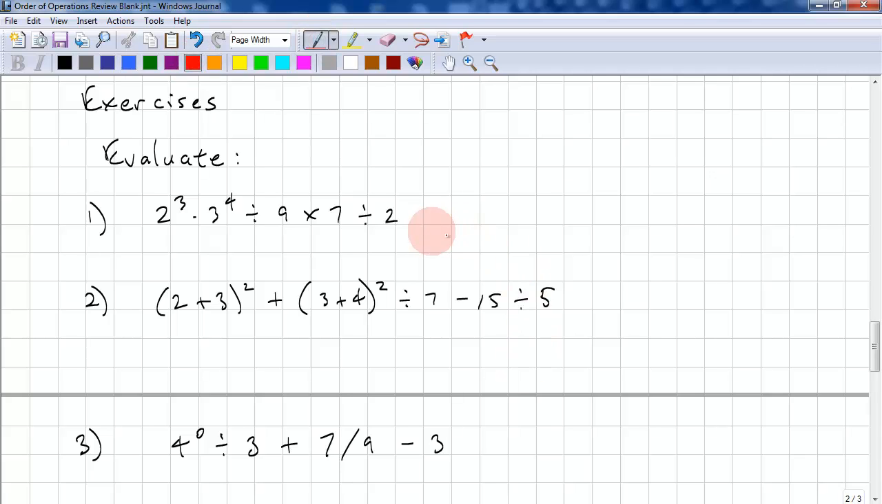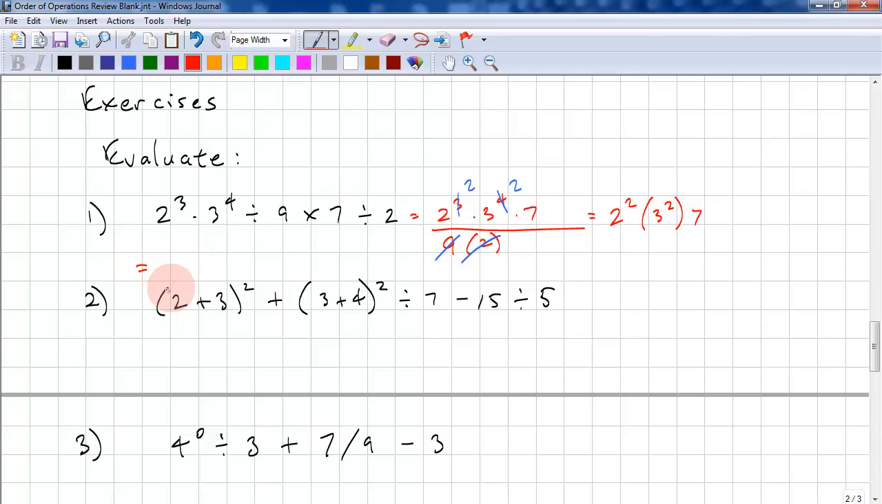So question 1 can be rewritten in numerator-denominator form. 2 cubed times 3 to the power of 4 over 9 times 7. 7 goes in the numerator and 2 goes in the denominator. 3 squared is 9, so we can cancel out 2 and cancel out the 9. We can cancel out 1, 2 from the bottom, so this becomes 2. And we're simply left with 2 squared, 3 squared times 7.